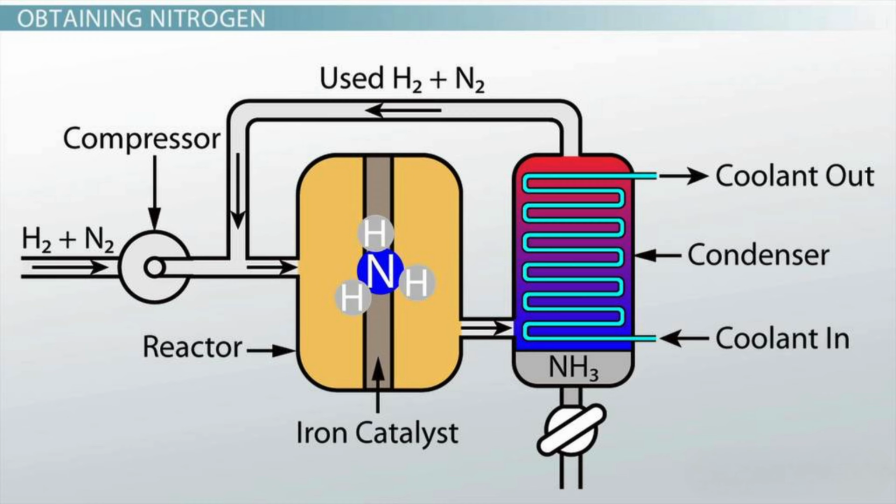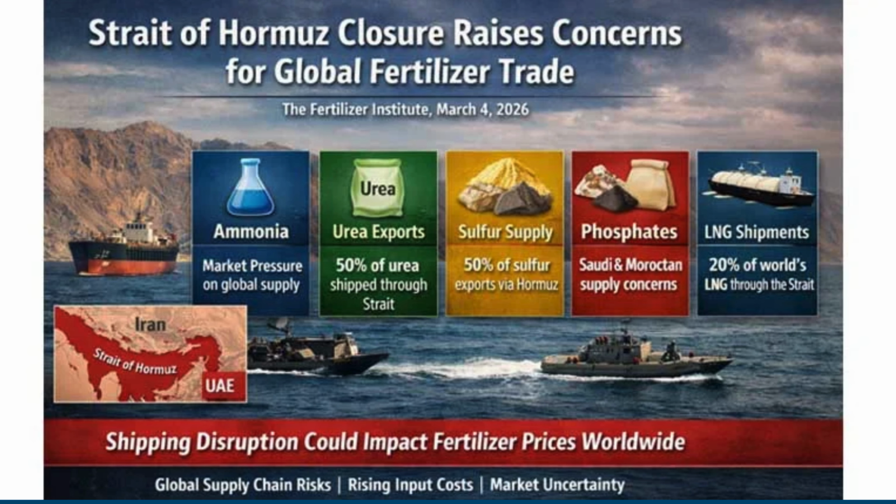This model has historically delivered high efficiency and low cost, but it also introduces systemic vulnerabilities, particularly in times of geopolitical instability. The recent conflict involving Iran and the disruption of maritime transport through the Strait of Hormuz has exposed these vulnerabilities with unprecedented clarity.